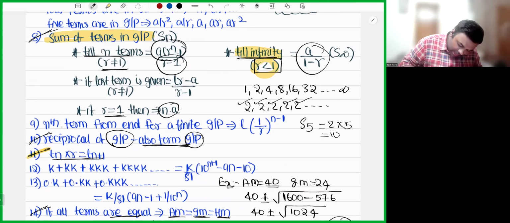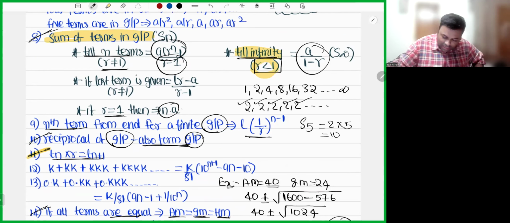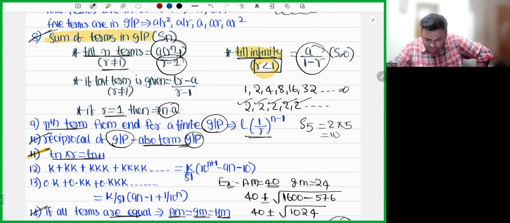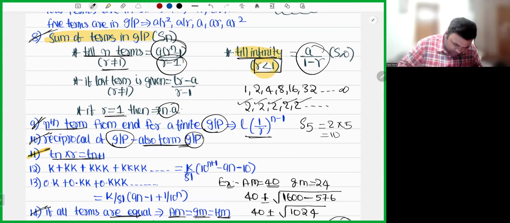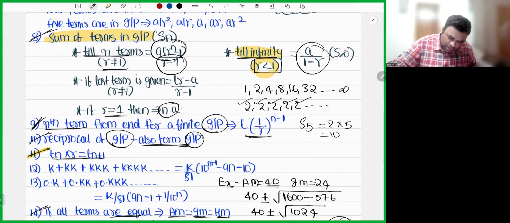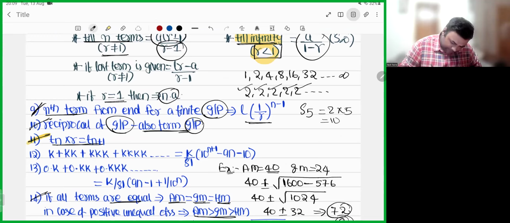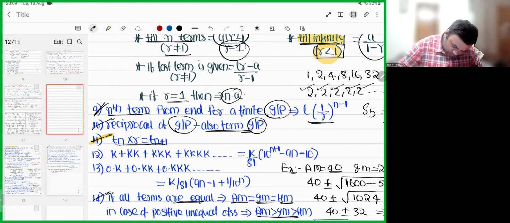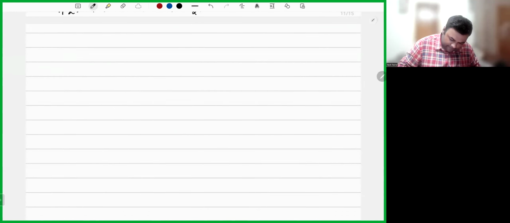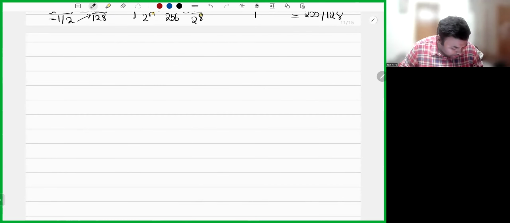Next step. Now see this. Nth term from the end of a finite GP is L into 1 by R power N minus 1. What nonsense is this formula, sir? See here, point number 9. We'll see a related question also related to point number 9. I hope there's one question related to point number 9. I found it in previous year questions. I guess that's the reason I kept this. Let me check, give me 1 minute.